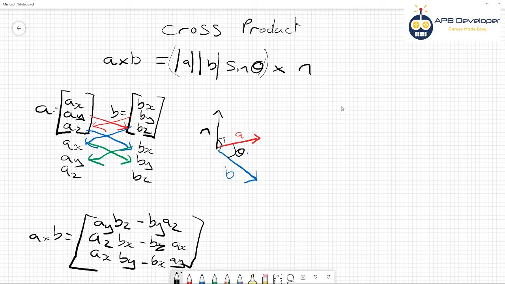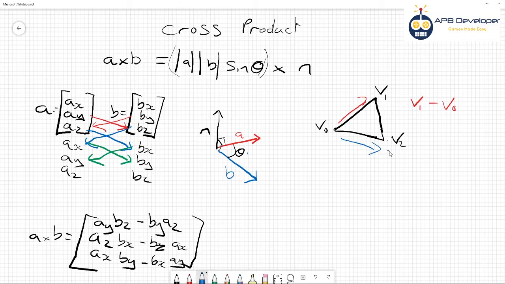As I say, it is used in backface culling. If you take a triangle, we've got here V0, V1, V2. Now if we take this here, which is V1 minus V0, and we take this vector here, which is V2 minus V0, and we make that B, make that A, take the cross product of A and B, what we get is, again, the line perpendicular to both those vectors.